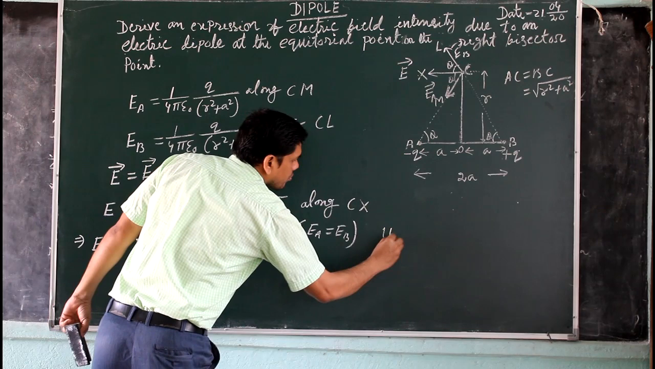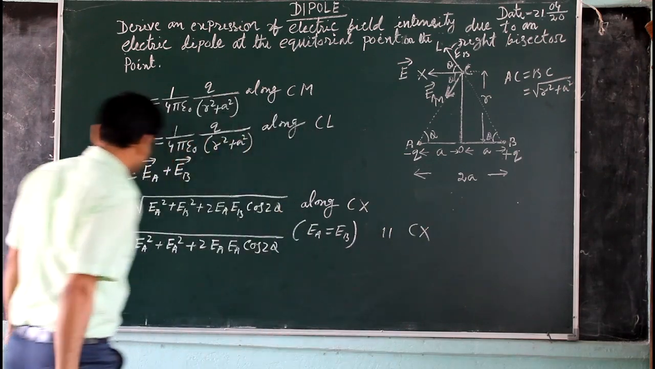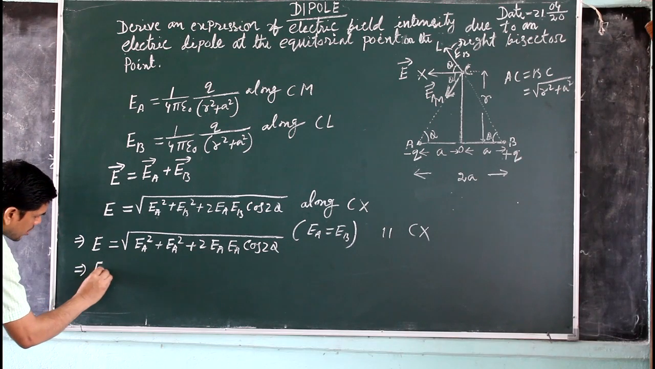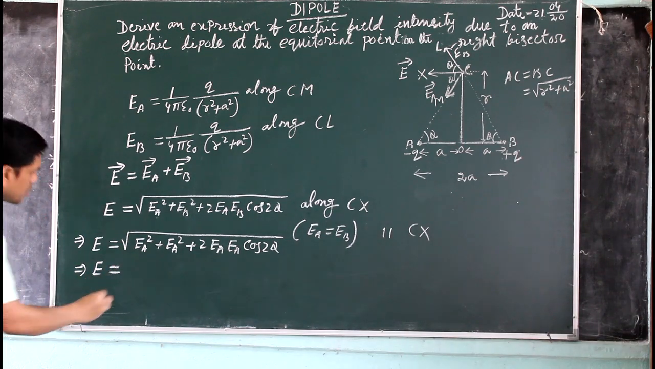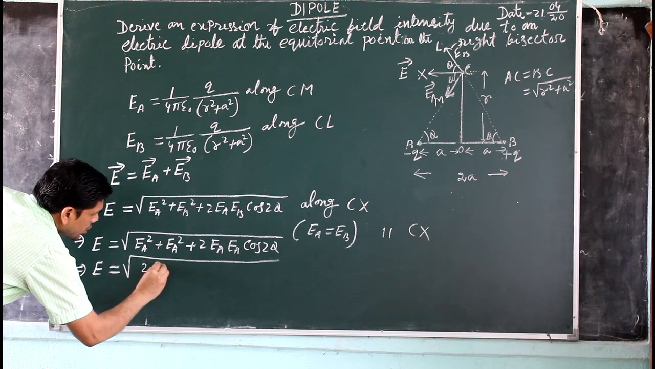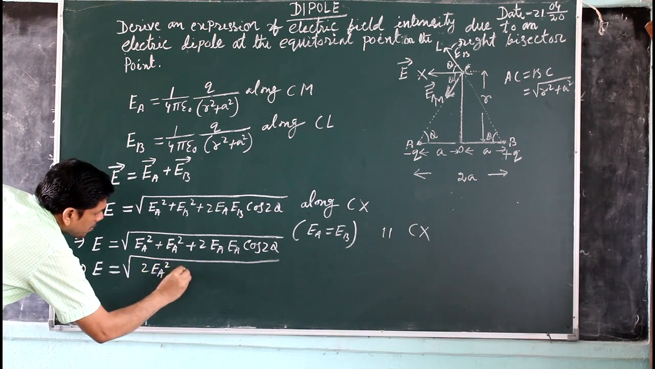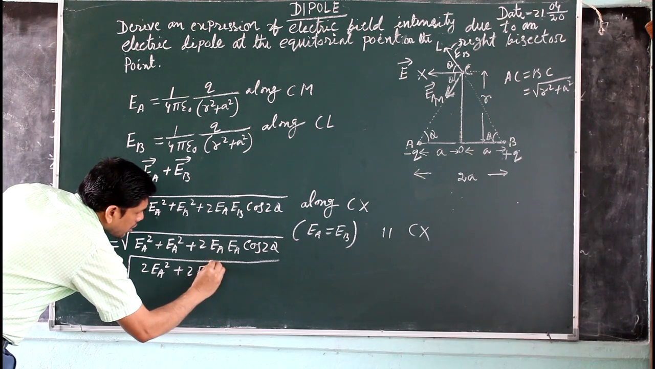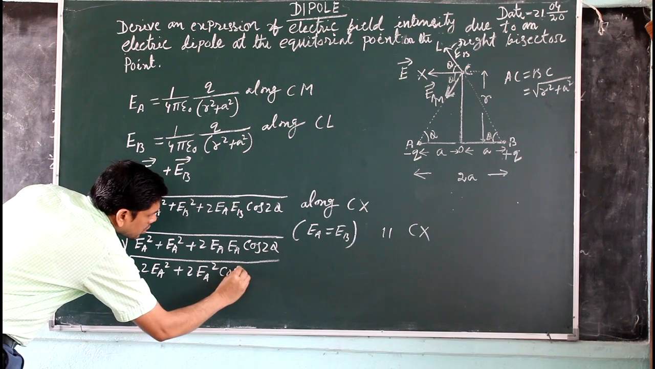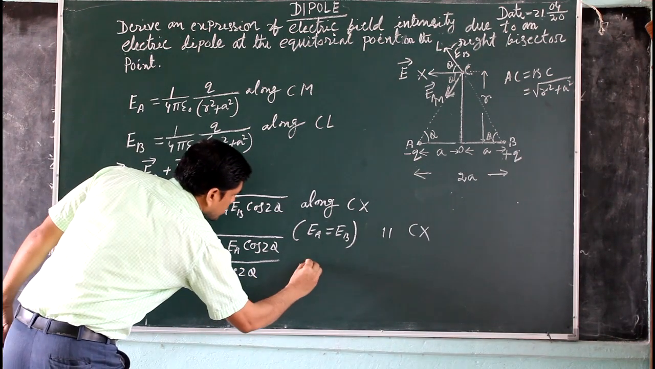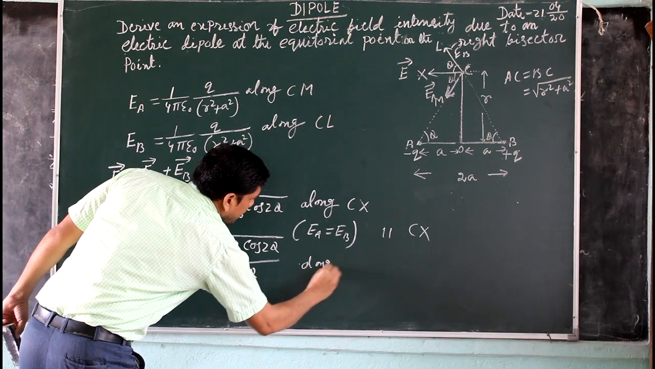Along CX direction. So the resultant electric field E equals root over 2E A square plus 2A square cos 2 theta, along the same direction, along CX.